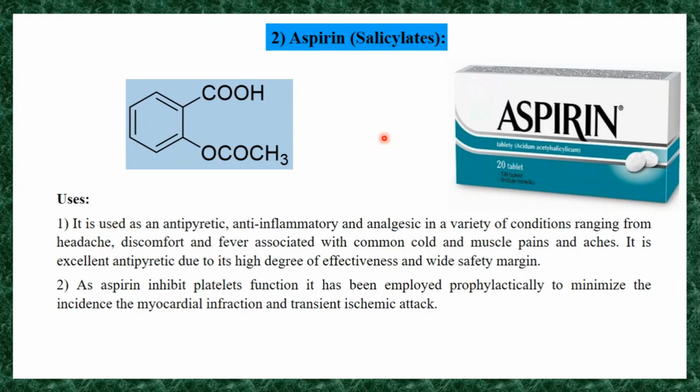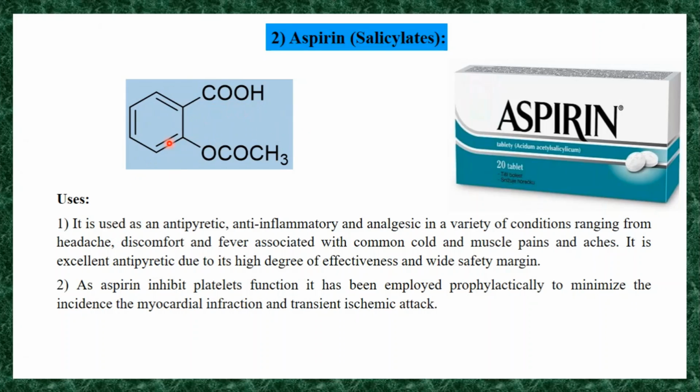The second class is salicylate, and the example under this is aspirin, a derivative of salicylic acid. The example under that derivative is aspirin. So this is the structure of aspirin.